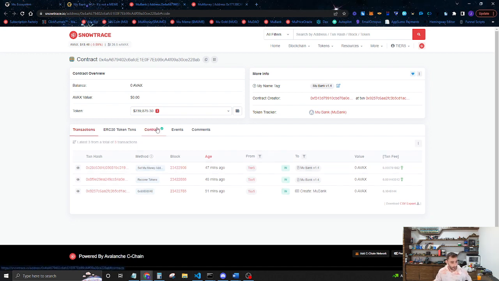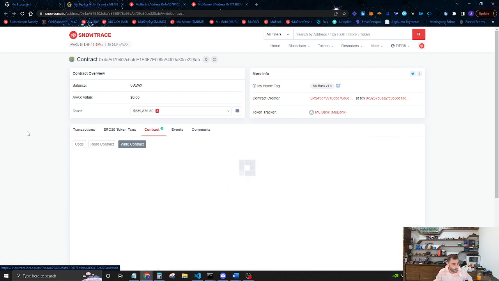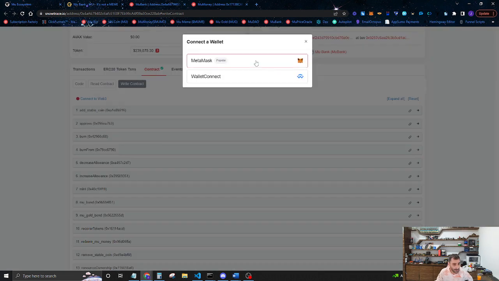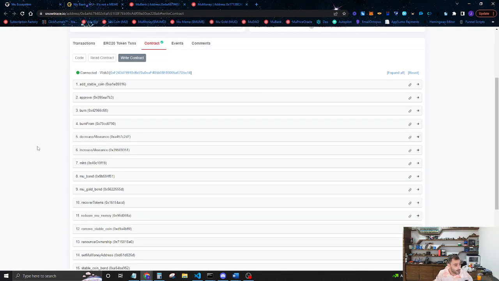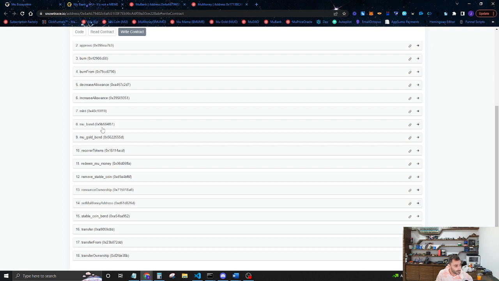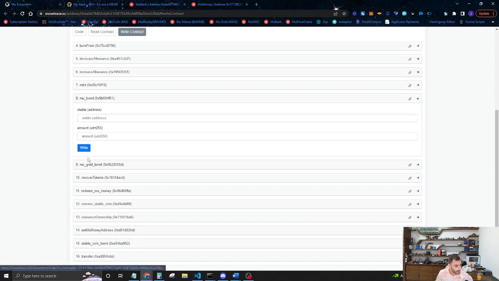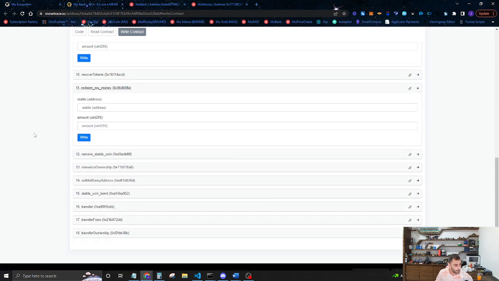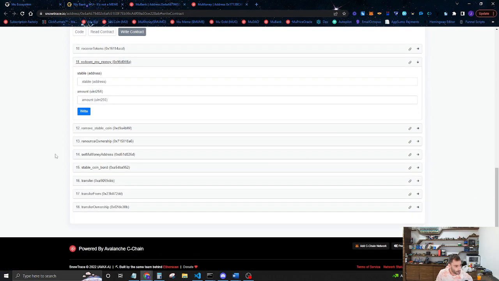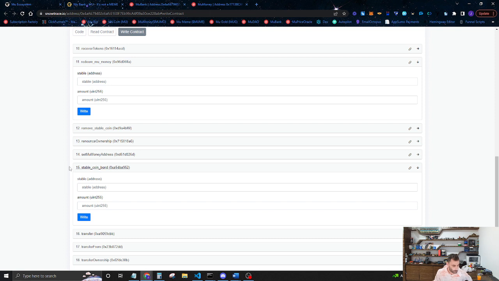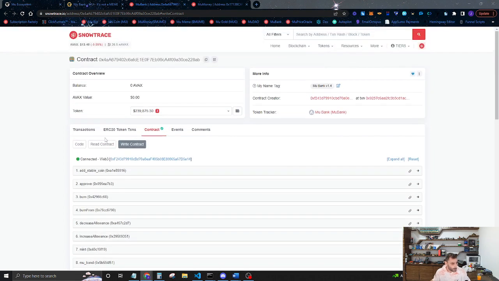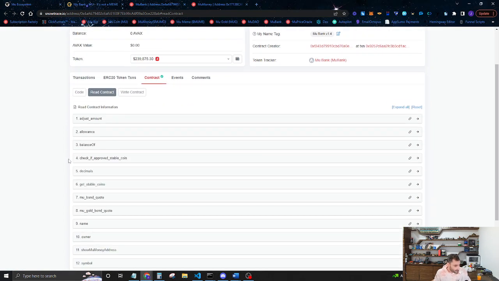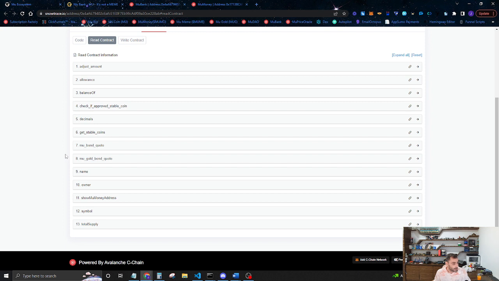So what are some of the things that we can do with the Mu Bank? Well, we can do a Mu bond. We can do a Mu gold bond. We can redeem some Mu money. And we can do a stablecoin bond. The first thing we're going to do is a stablecoin bond, and we can only do that with stablecoins that are approved.